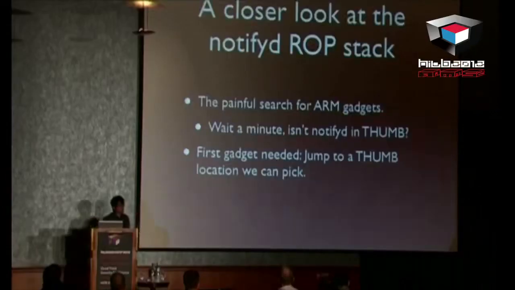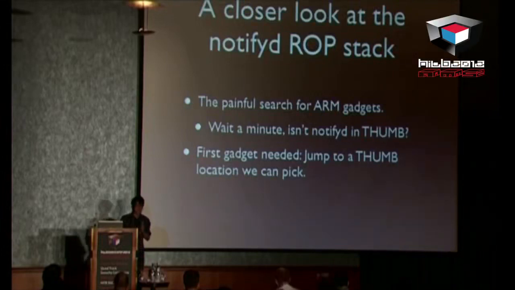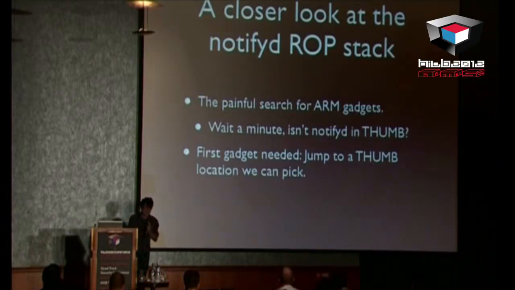The painful search for ARM gadgets. The hardest part about this exploit, after figuring out how exactly we're going to do it, how we're going to use ptrace to control another process, is just searching for the gadgets themselves, because they all had to be ARM. They couldn't be in thumb, but most of iOS was written in thumb mode because it takes less space.